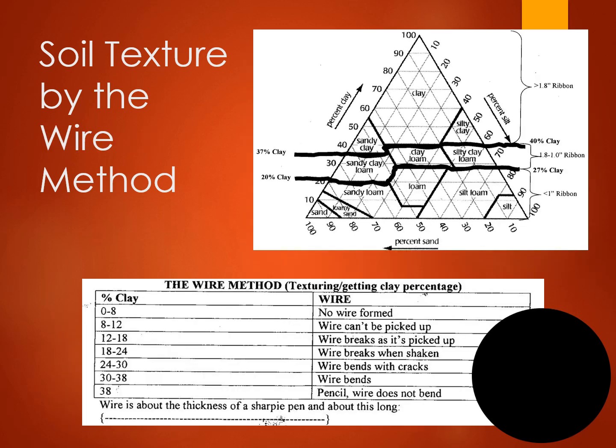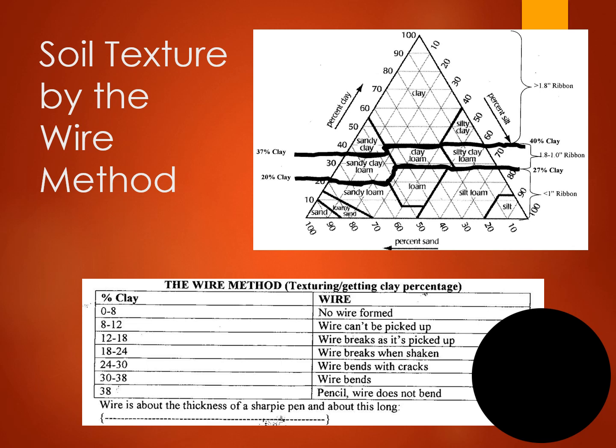We can also use the wire method to get clay percentages. And with this one, we're going to literally make a soil pencil, if you will. So we're going to roll out our soil so that it's about the thickness of a Sharpie pen or a pencil, and we want it to be about the length of your pointer finger, unless you have really small hands, in which case you need to find a friend with normal hands to, 1, open doors for you, and 2, to figure out how long you need to make your soil wire.